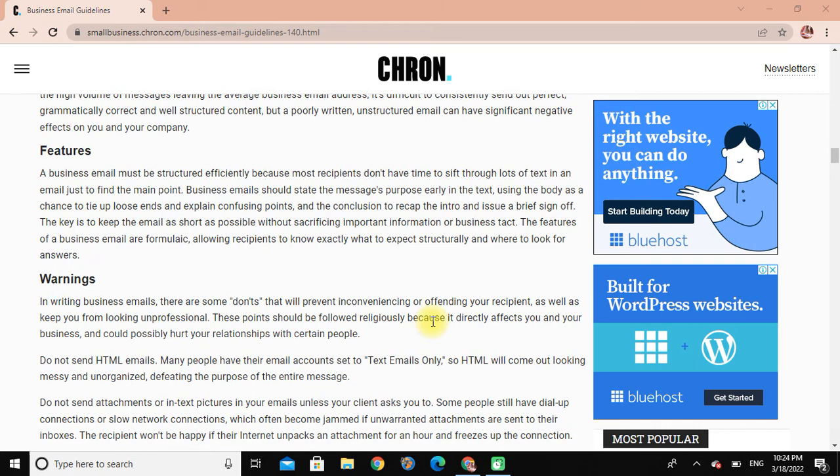Features. A business email must be structured efficiently because most recipients don't have time to sift through lots of text in an email just to find the main points. Business email should state the message purpose early in the text, using the body as a chance to tie up loose ends and explain confusing points, and the conclusion to recap the intro and issue a brief sign off. The key is to keep the email as short as possible without sacrificing important information. The features of a business email are formulaic, allowing recipients to know exactly what to expect structurally and where to look for answers.